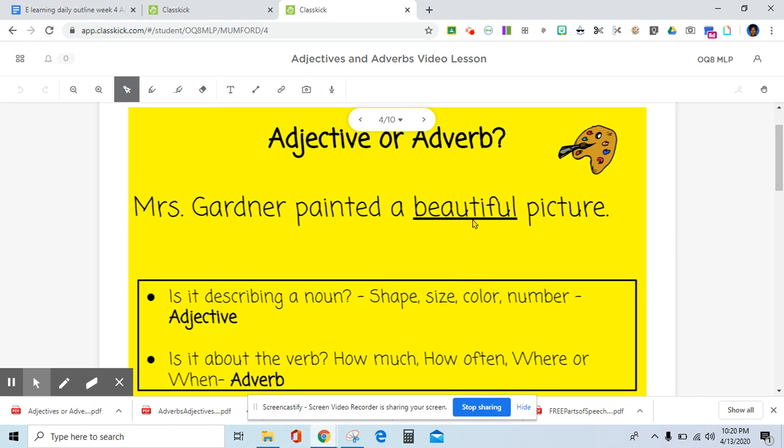So let's look at beautiful. And let's even look at the verb, painted. Is it telling me anything about painted? It is not. Is it telling me something about the picture? It is. So it's describing that picture. It's telling me how it looks. So that would be what? An adjective, because it's telling me how that picture looked.